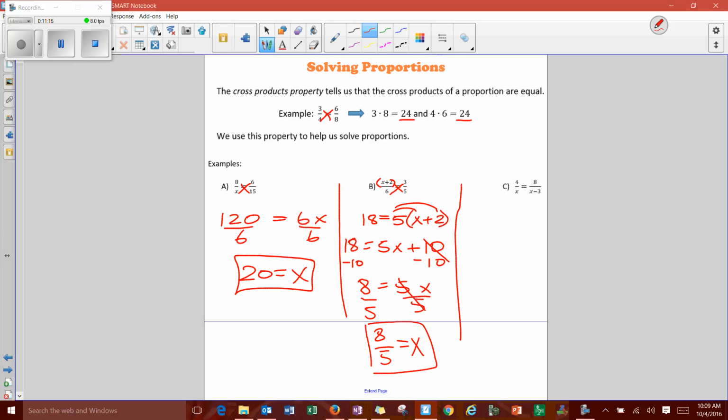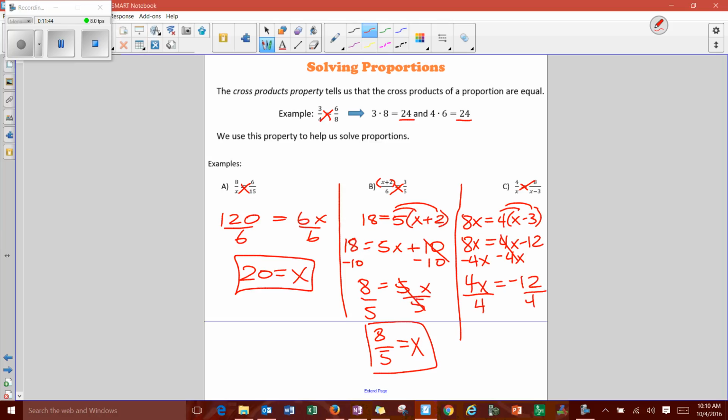Let's try letter C. So very similarly, we would multiply, I think that's an 8, right? 8 times x, and we get 8x. And then we multiply 4 times x minus 3, right? Got to distribute that 4. So we have 8x is equal to 4x minus 12. Solving for x, you would subtract 4x from both sides. That cancels. I have 4x is equal to negative 12.